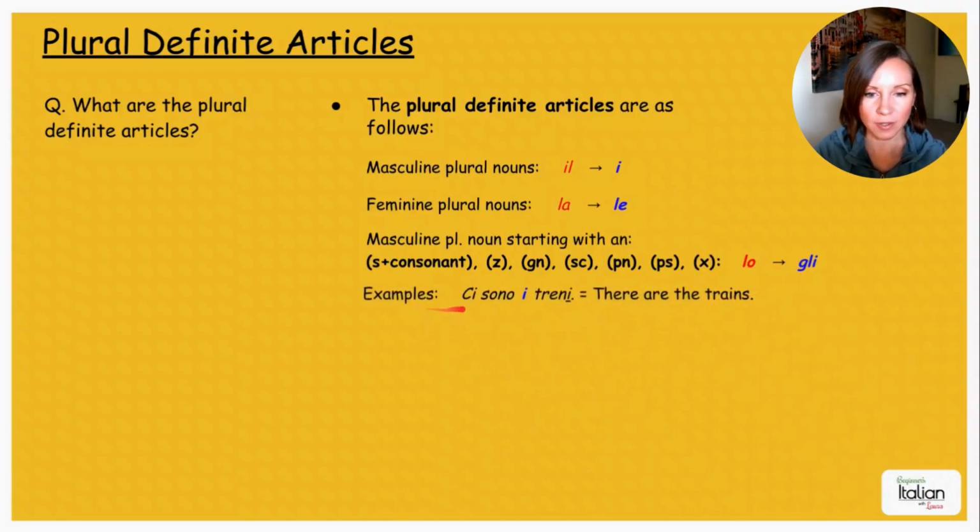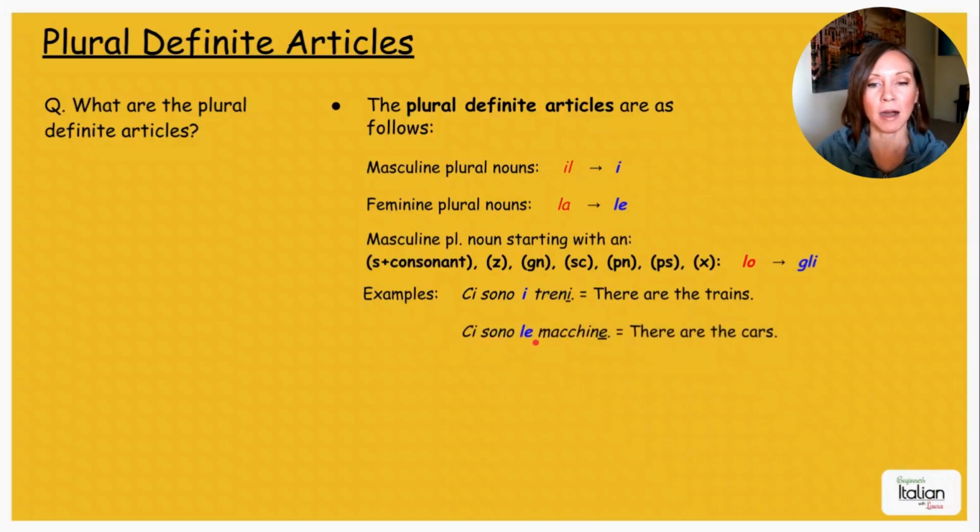So here are examples. Ci sono I treni. There are the trains. Okay, we're using I, or the letter I, in English, because treni is a masculine plural noun. Okay, I treni. Ci sono le macchine. Okay, now in the previous slide we had macchina, so this becomes plural. So a plural feminine noun takes le. Okay, and you can also see that the endings here match up. So I treni, le macchine.